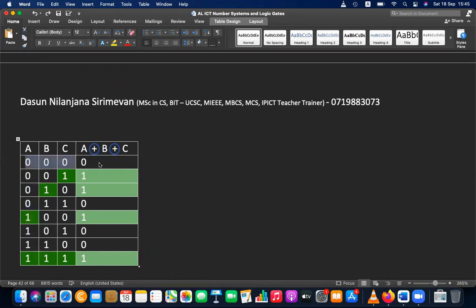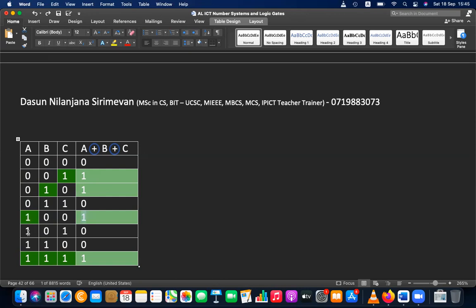0, 0, 0, it's 0. 0, 0, 1, you have 1. Therefore, it's 1. 0, 1, 0, you have 1. Therefore, it's 1. 0, 1, 1, you have 2 ones. Even. Even means 0. Here, 1, 0, 0. Only 1 is there. So it is odd.